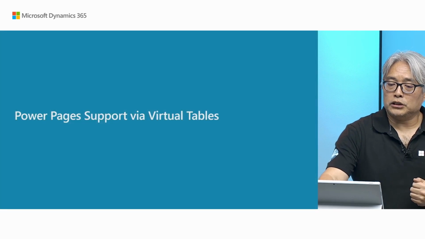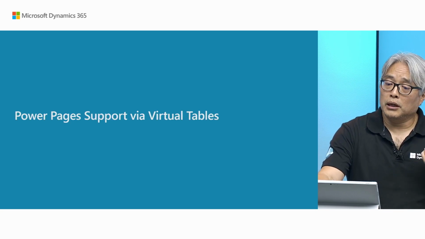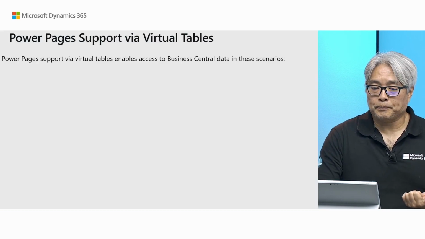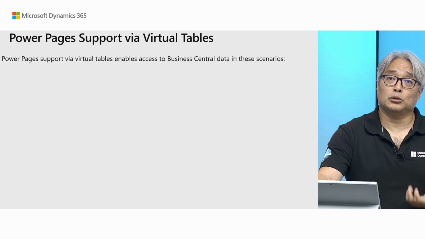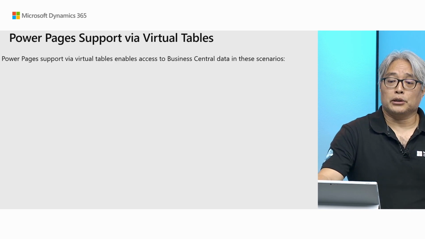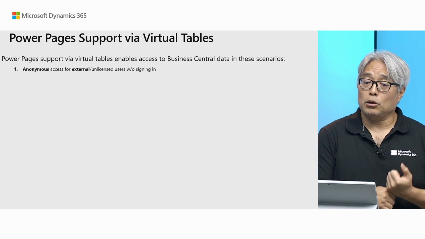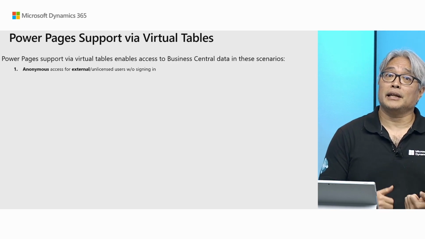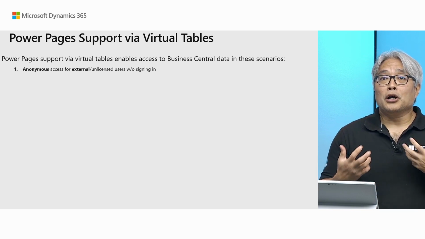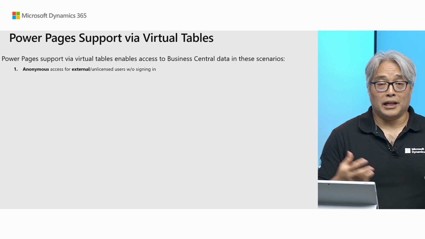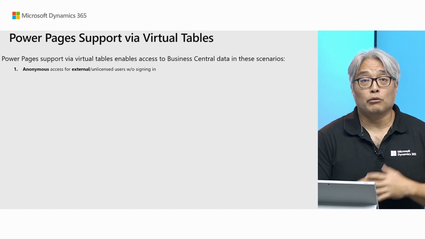All right, so let's talk about the big feature that we announced for this release, which is Power Pages support via virtual tables, right? So Power Pages support via virtual tables enables access to BC data in 3 main scenarios. The first scenario is anonymous access for external or unlicensed users without signing in. So this is the first time that we are allowing non-licensed BC users, external users, for example, a user from your customers or your vendors, to access BC data without signing in.